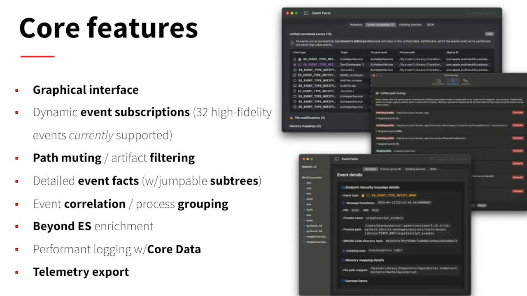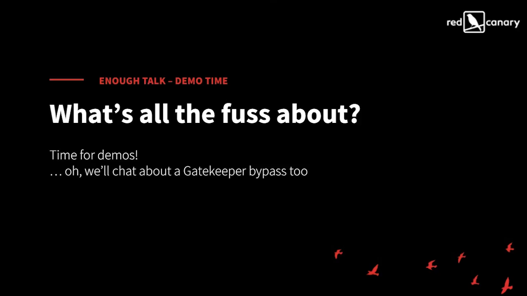So talking about our core feature set. Some key points to note here are the graphical interface, event subscriptions, path muting and filtering, as well as beyond ES enrichment. And this enables us to key off of certain high value ES events and task our sensor to go out and pull a specific piece of information that might be more relevant for analysis. And we'll show demos of all this. So what's all the fuss about? I'm going to pass it over to Corey now, and she's going to walk you through an initial demo.